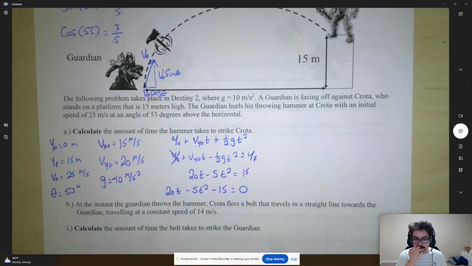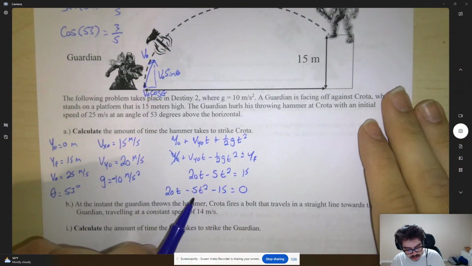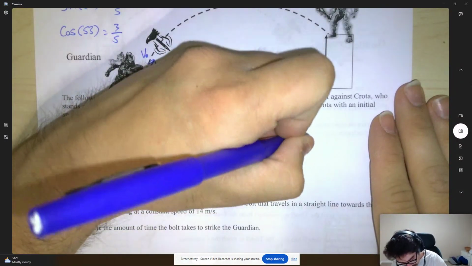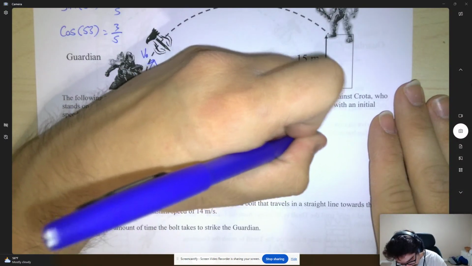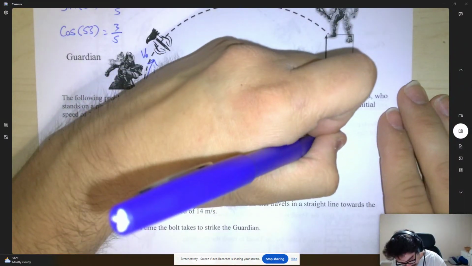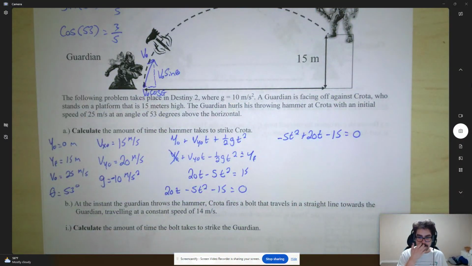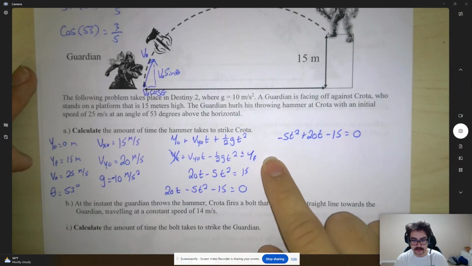I can rearrange my variables, so I can put negative 5t squared in the front, and then I add 20t to that, and then I subtract 15 from that, and I get 0. So I'm rearranging it so that it's an ax squared plus bx plus c. And then I can factor out a negative if I wanted to.